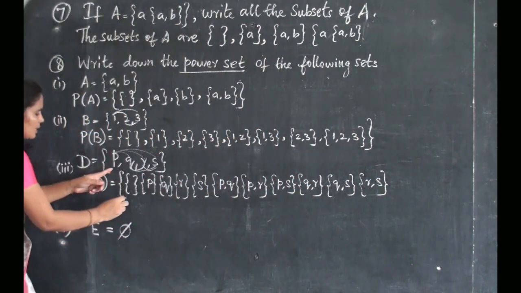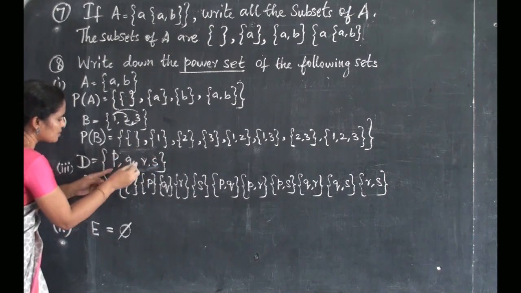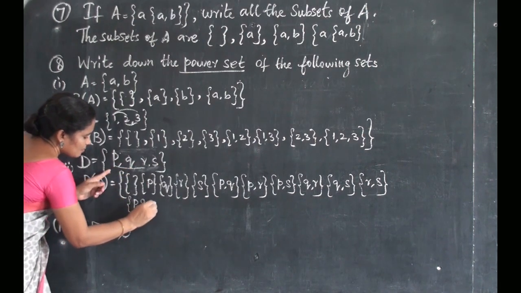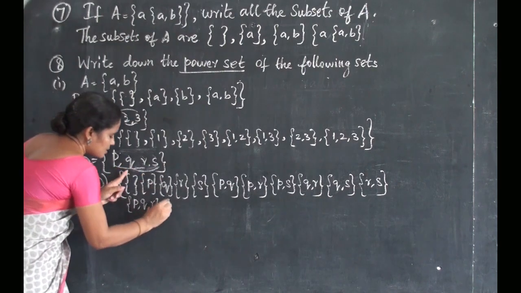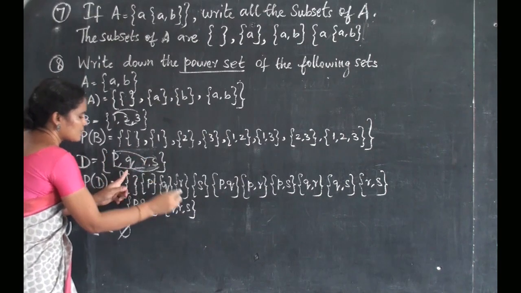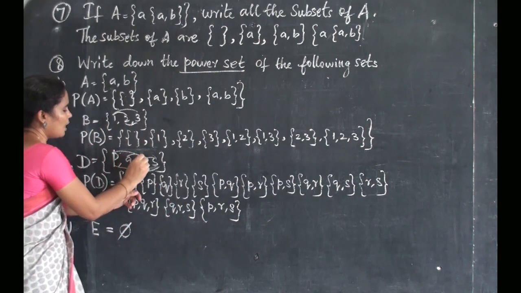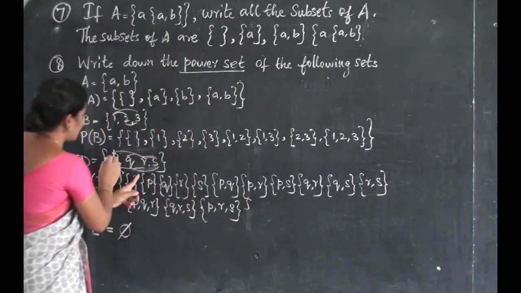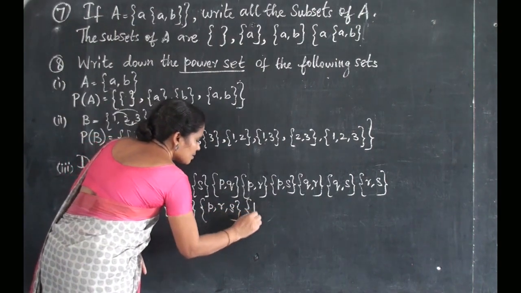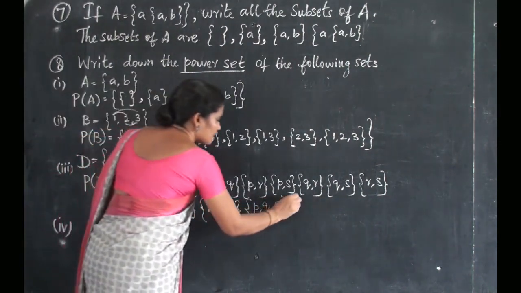Okay. Now write all the 3 elements. Take three elements. First of all, go with PQR, QRS, PRS, QRS, PRS, PQS, and write all the 4 elements together.